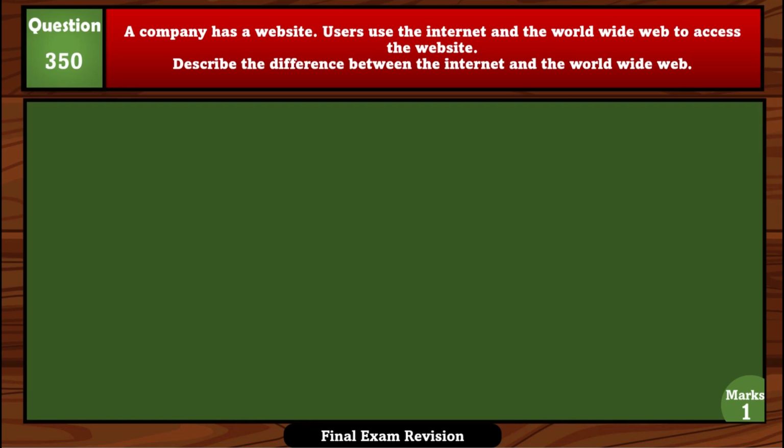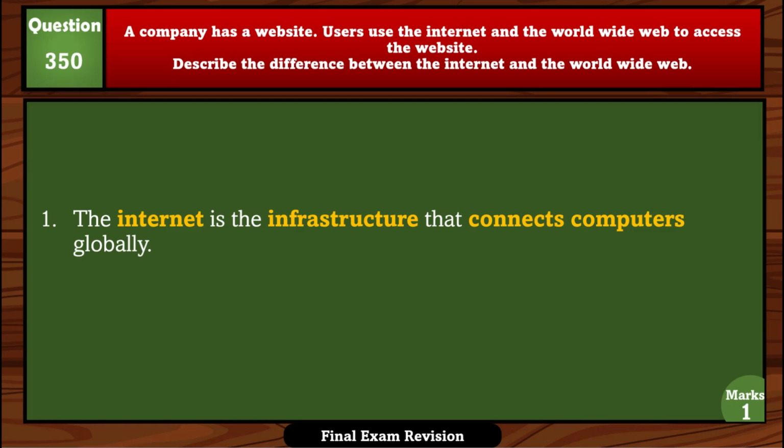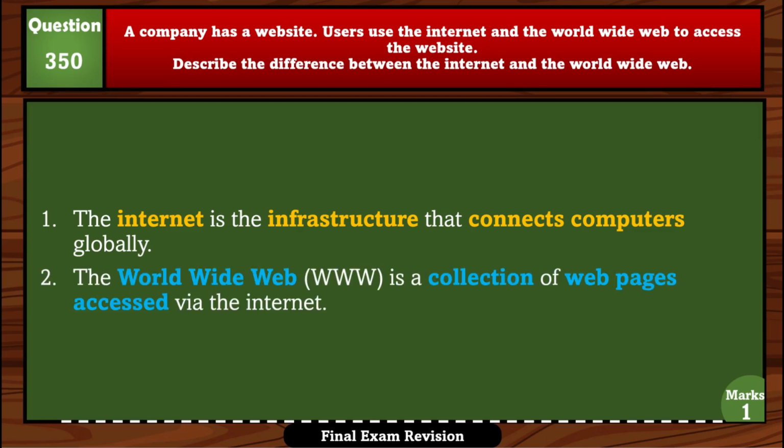Question 350. A company has a website. Users use the internet and the World Wide Web to access the website. Describe the difference between the internet and the World Wide Web. The internet is the infrastructure that connects computers globally. The World Wide Web is a collection of web pages accessed via the internet.